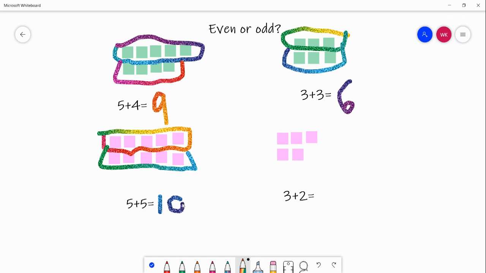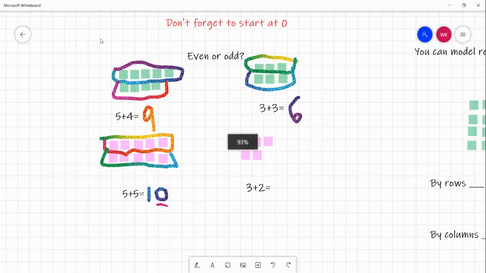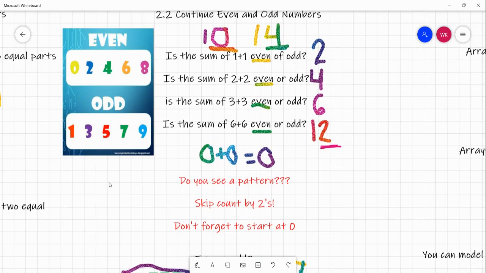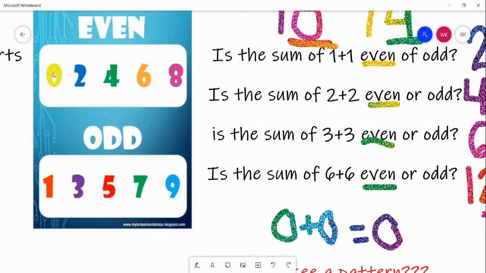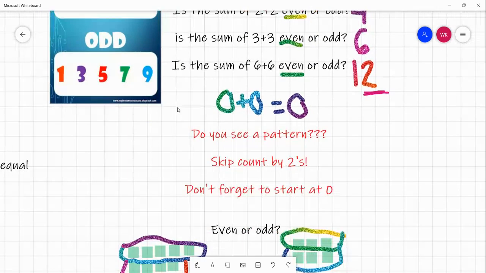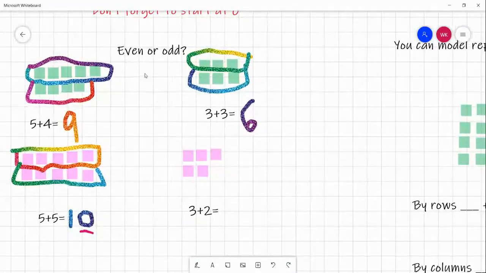And remember, when we are looking at two-digit numbers, we are only looking at the ones place right here to see if that number is even or odd. So we're going to go up to our chart and see if 0 is even or odd. Good. So we said 0 or 10 was even, and our 0 right there from the ones place is even, so we know that answer is correct.